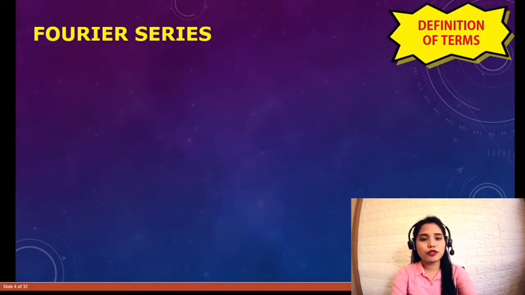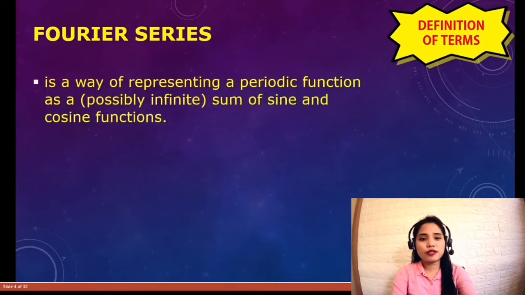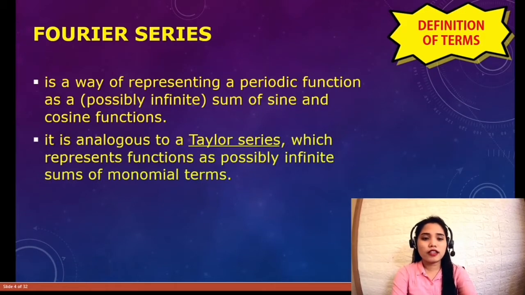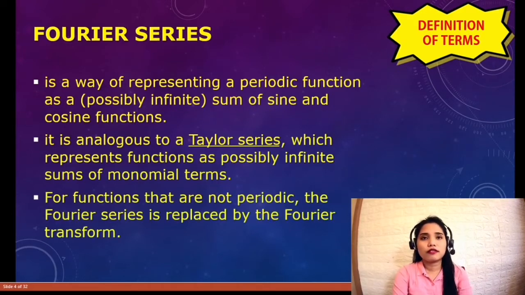Definition of terms. Fourier series is a way of representing a periodic function as a possibly infinite sum of sine and cosine functions. It is also analogous to a Taylor series, which represents functions as possibly infinite sums of monomial terms. Now, for those functions that are not periodic, the Fourier series is replaced by the Fourier transform.